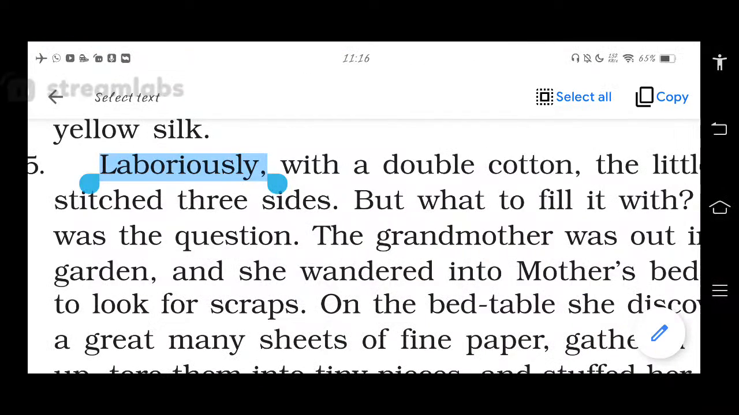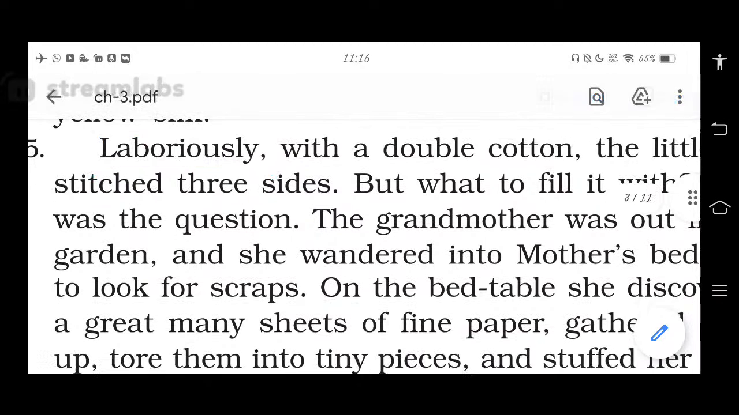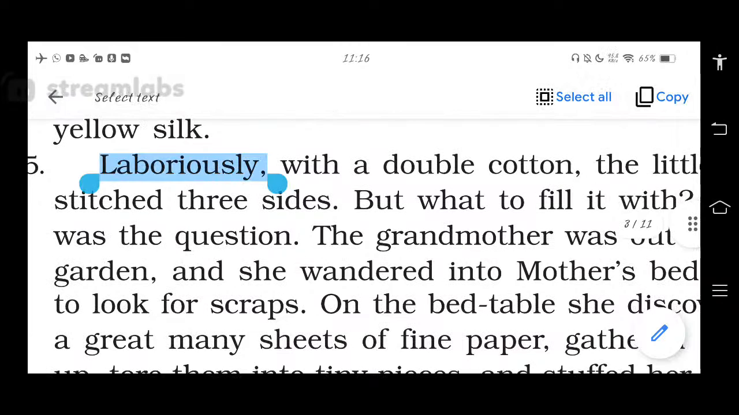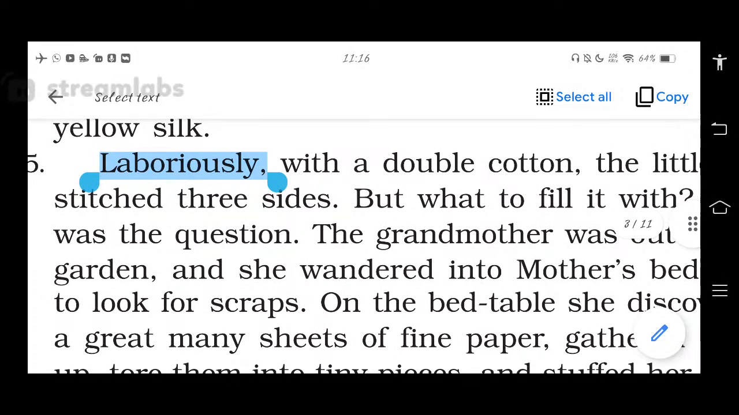With utmost difficulty. That is the meaning. With utmost difficulty, we say. Laboriously, with a double curtain. Now, did you understand what laboriously means? What is the meaning of laboriously? Laboriously means very difficult. Okay, it was done in a very difficult way. It's not just difficult actually, it is with utmost difficulty.